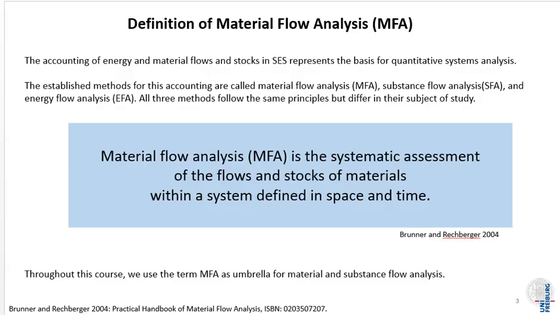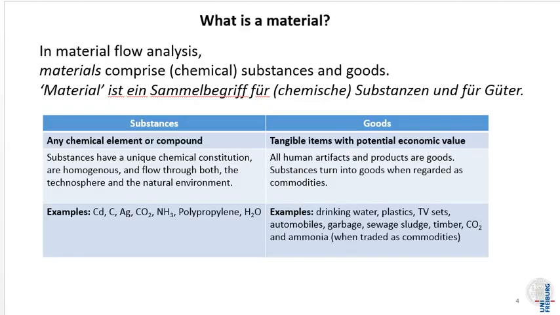Material flow analysis is the systematic assessment of stocks and flows of materials within a system defined in space and time. That is the formal definition. And it means that we look at nature and look at industry and see where the materials flow, where they are stored, where energy flows and where it is stored, and then we try to systematically assess and account for these stocks and flows.